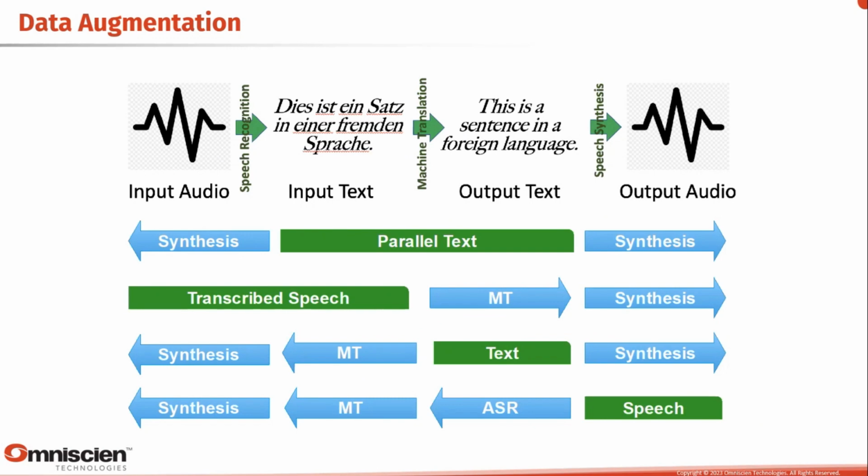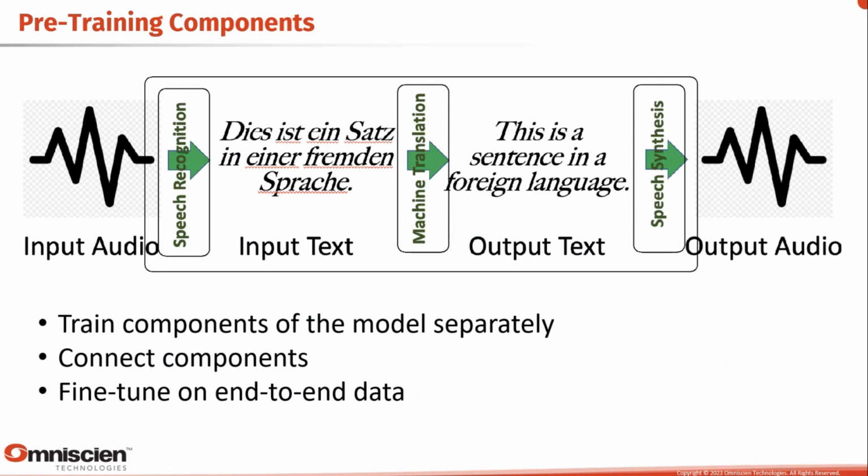One solution to that is to just synthesize this end-to-end data. If you have parallel text, synthesize the audio on the source and the target. If you have transcribed speech, run the machine translation and synthesize the output. So you can basically create end-to-end data from these different individual data sources that only cover part of the way.